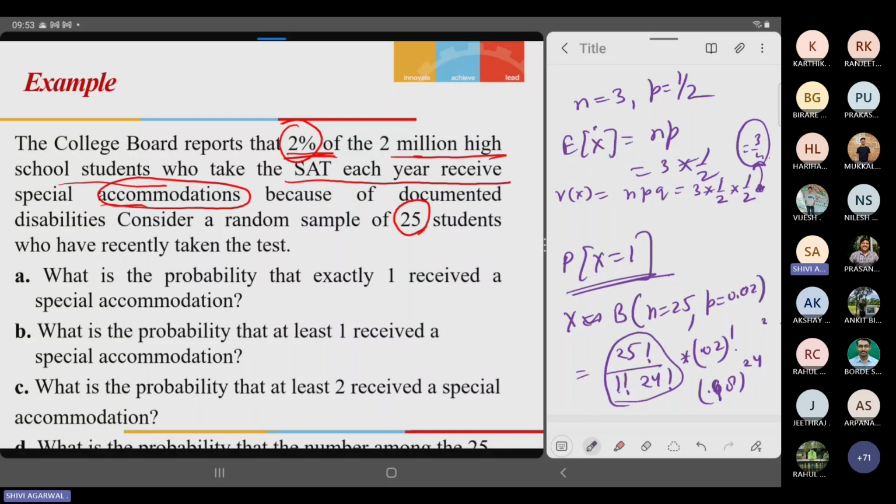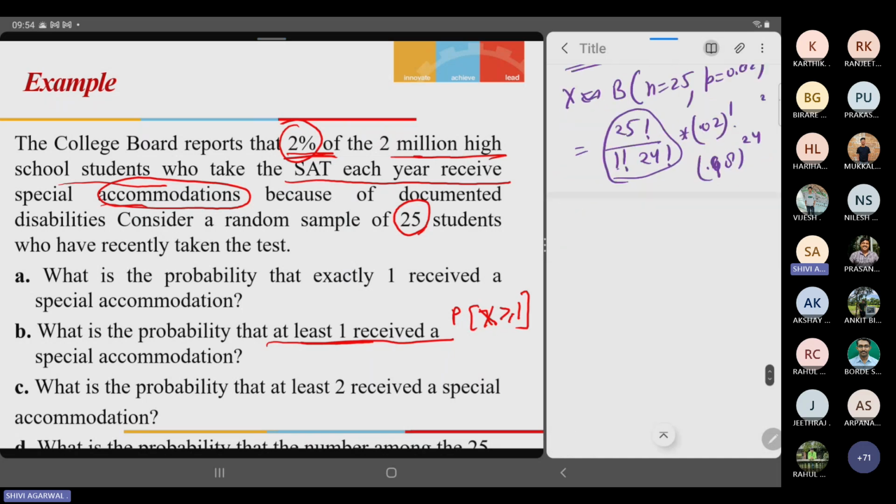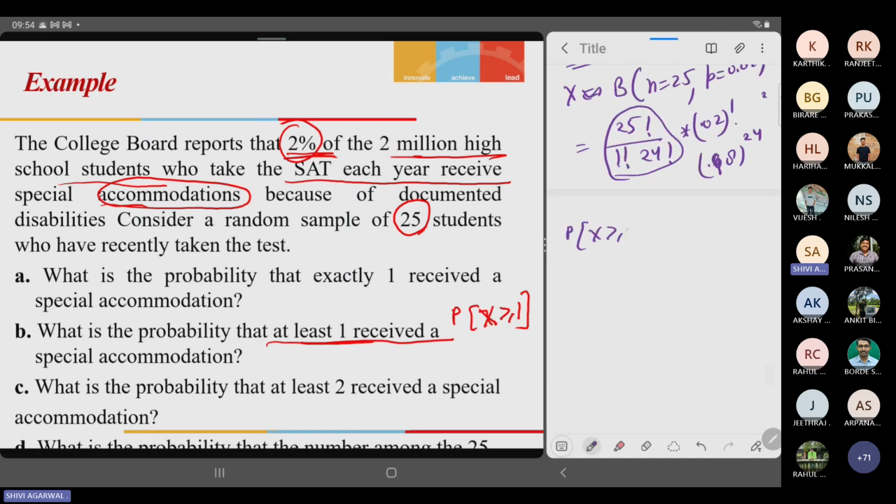Now, what is the probability that at least one? At least one means X is greater than or equal to 1. How can you calculate that? I already told you, it goes from 1 up to 25. It is very easy: 1 minus the probability when X is equal to 0. Please explain why X is equal to 1 earlier. It is given in the question that exactly 1 received it. Next is X greater than or equal to 1.